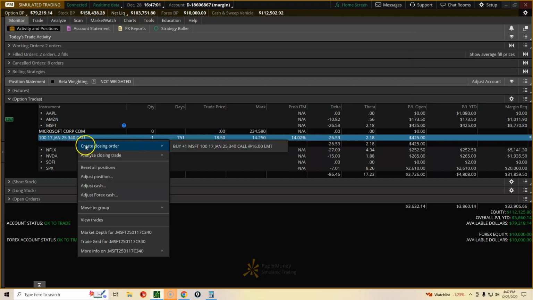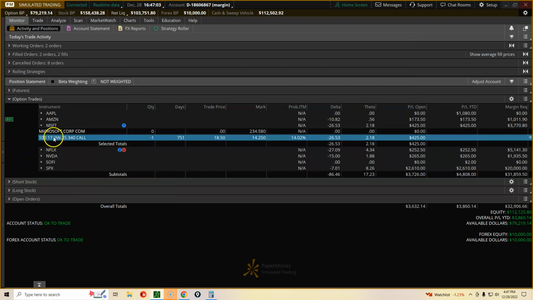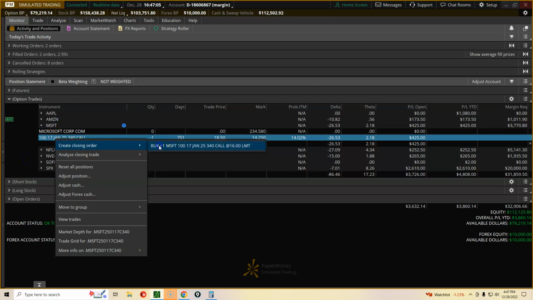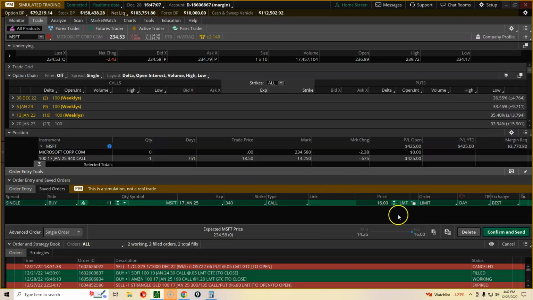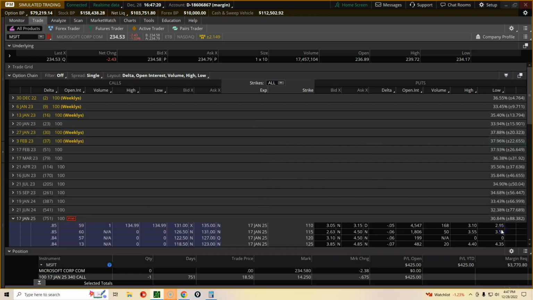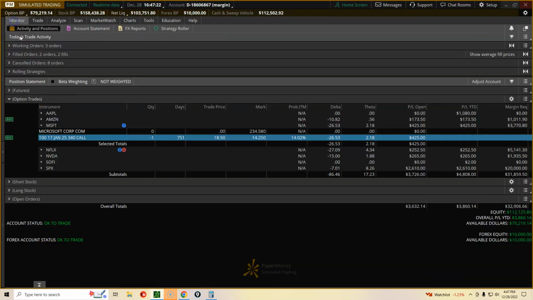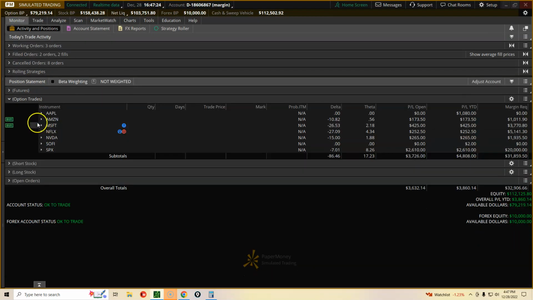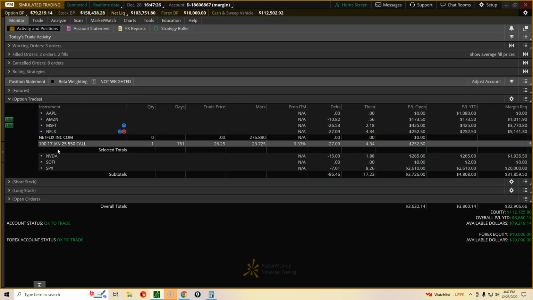So create. I get here by right clicking on this. Create that closing order. $9.25. I'm going to change this to good till cancel. All right, under the right spot. Perfect.